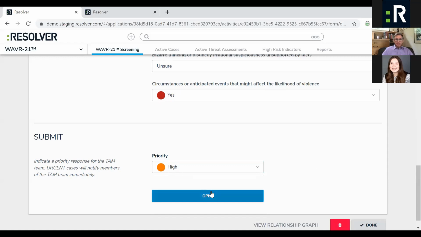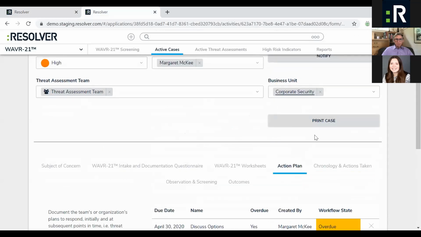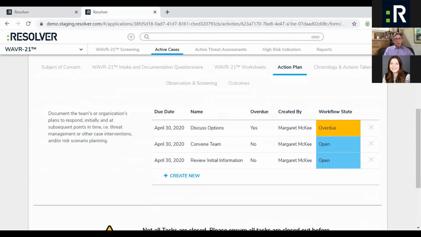From here, we can open this case fully and we'll take a look at our chronology and action plan within an open case. Now, a very helpful aspect of the Resolver app is the chronology. When we're doing cases, I'm sure many of you would agree, we're always trying to keep track of who did what, on what date, and what was the result. A timeline of events, what the subject of concern did, how we responded, where is that information? A chronology captures all of that.